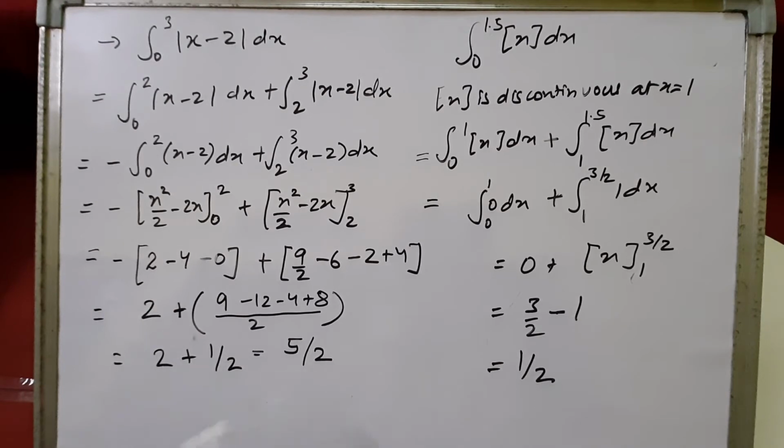So 2 plus 1 by 2 will be 5 by 2. That will be the answer. Alright, let's see another sum.